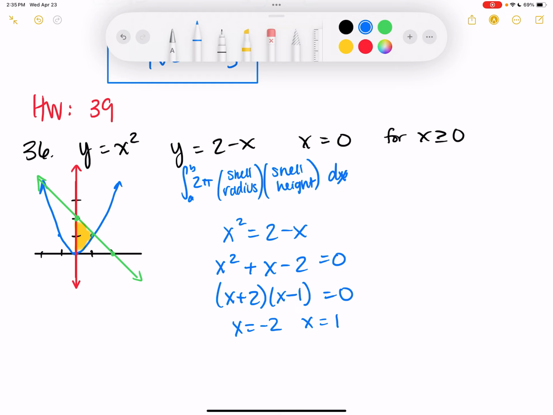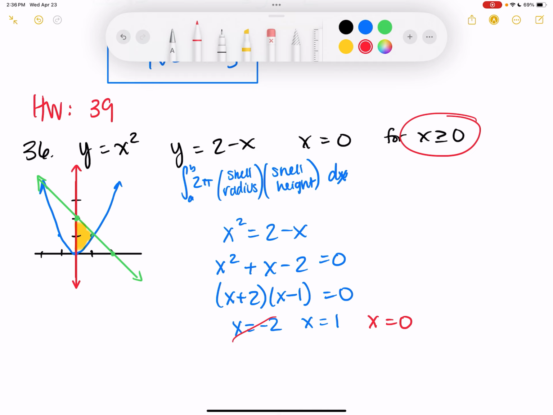Now, I'm told that x equals 0, and I'm also told that x is greater than or equal to 0. So that means that this negative 2 can't actually be one of them, right? Because it's not meeting this criteria here. Now, the other obvious place then is 0, and so I'll also be using x equals 0 as the other one. So I will be going from 0 to 1 as far as the parameters.